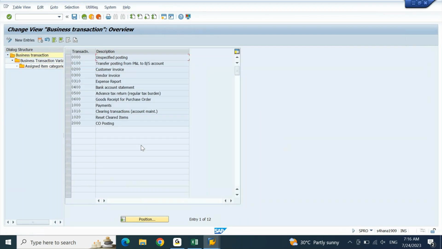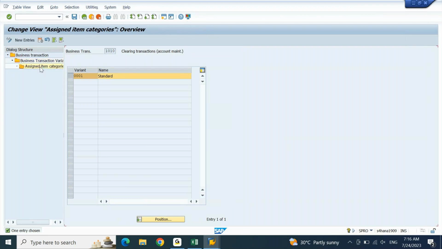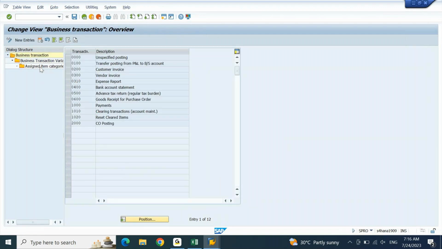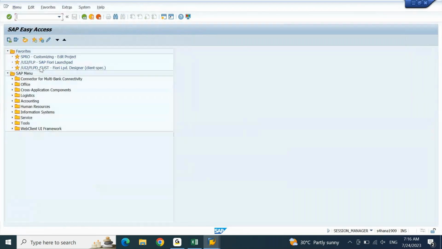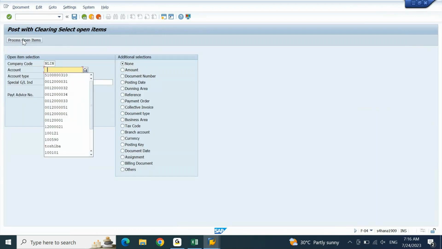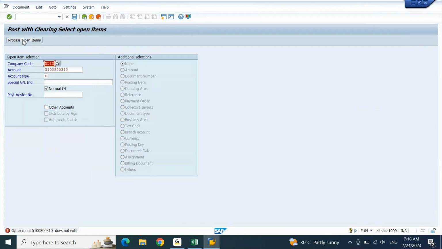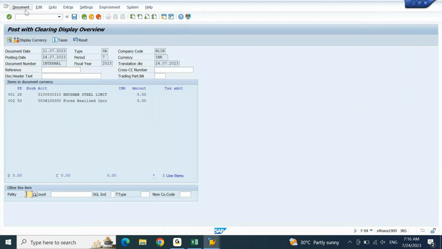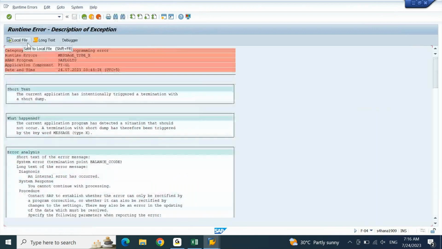This is all fine. This is also fine. Let me try the other way. F-04. I'll put SA. Choose open item 310. This is your vendor. Let me simulate general ledger, same dump.